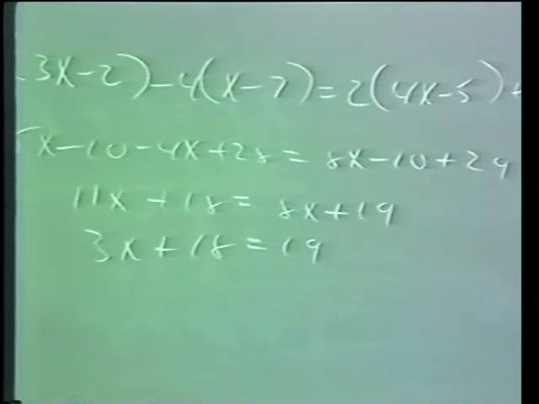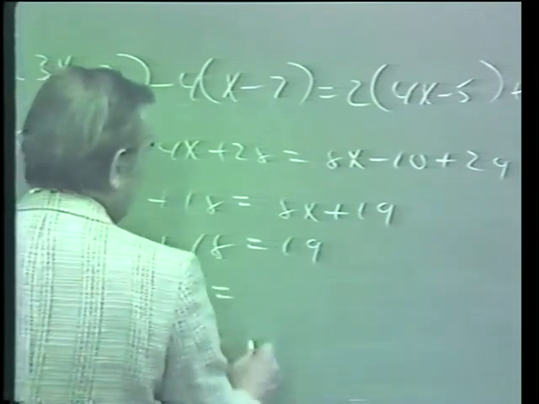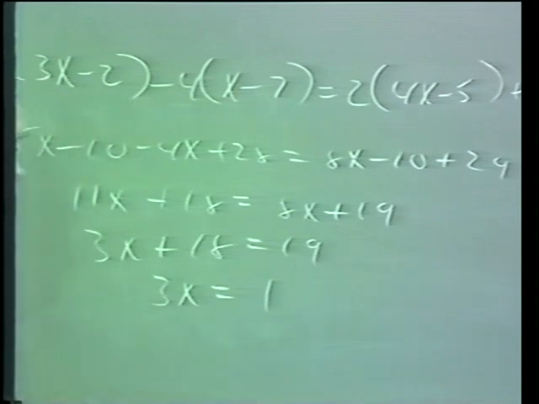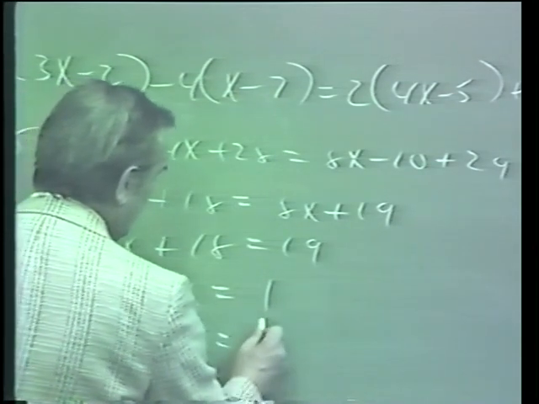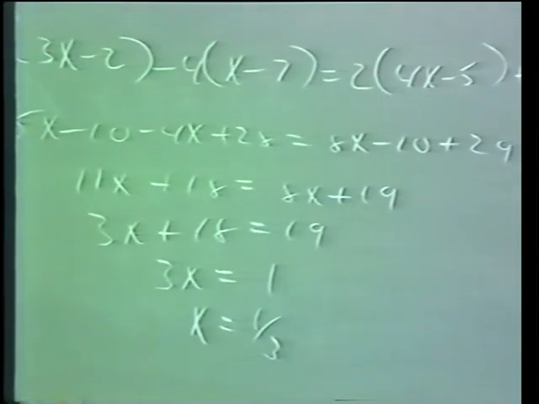Notice we have all the terms with our variable on one side. We want all the terms that don't contain that variable off that side. So we want the 18 off. We add a negative 18 to both sides. We get 3x equal 1. We now divide both sides by the coefficient of the variable, which is 3. We come out with x equal 1/3. Okay?